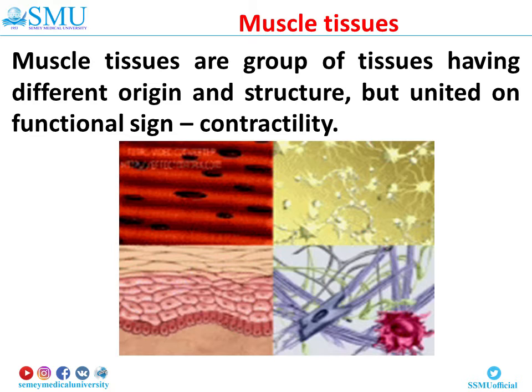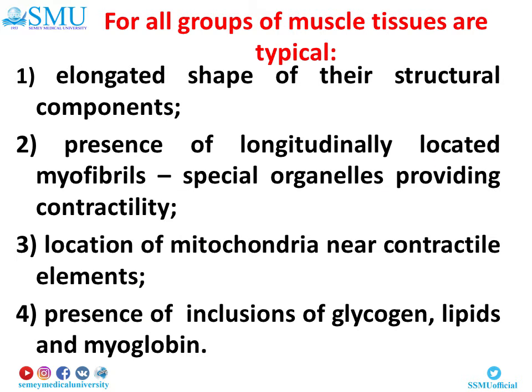contractility. They provide moving of whole organism in space and moving of different its parts and organs inside of organism, for example, heart, tongue, intestine. For all groups of muscle tissues are typical the following signs: elongated shape of their structural components, presence of longitudinally located myofibrils, special organelles providing contractility, location of mitochondria near contractile elements, presence of inclusions of glycogen, lipids, and myoglobin.